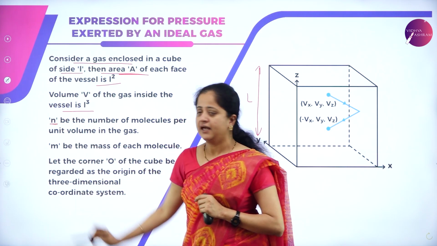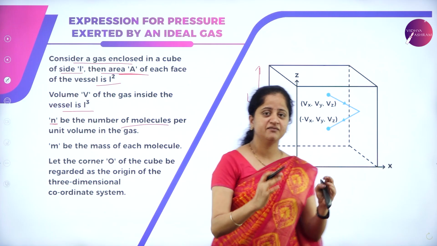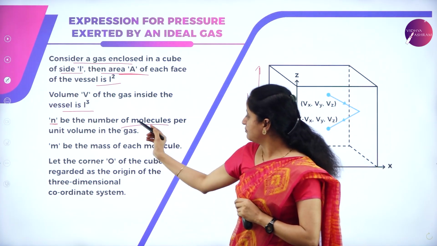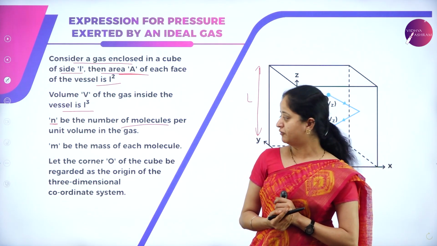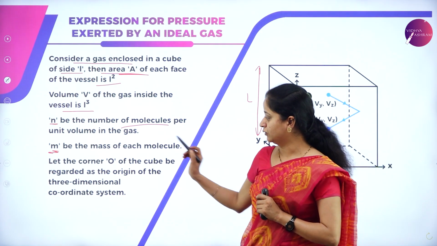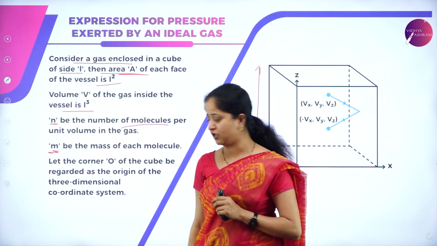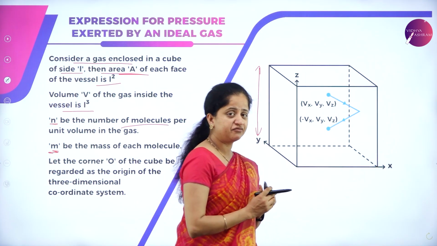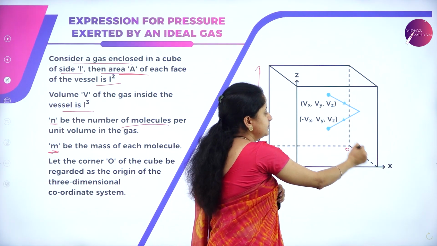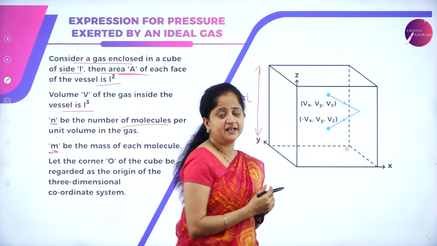Let us consider N to be the number of molecules per unit volume of the gas. Here we have considered an ideal gas which is enclosed in a cubical vessel. So N is the number of molecules per unit volume of the gas and M is the mass of each molecule. We have N number of molecules, let M be the mass of each molecule. Now observe this picture carefully. So let us consider O to be the origin of the three-dimensional coordinate system.